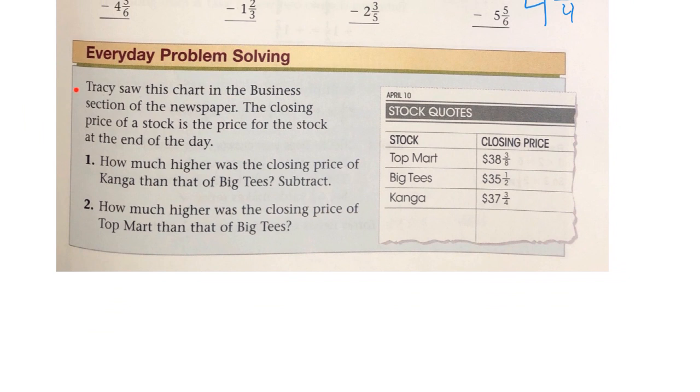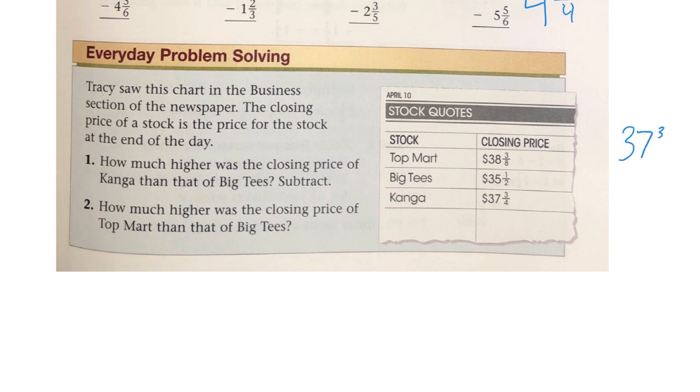Everyday problem solving shows us this too. Tracy saw this chart in the business section of the newspaper. The closing price of a stock is the price for the stock at the end of the day. How much higher was the closing price of Kanga than that of Big T's? So let's subtract. So we've got Kanga and Big T's. So let's subtract the 2, and we can rewrite them.